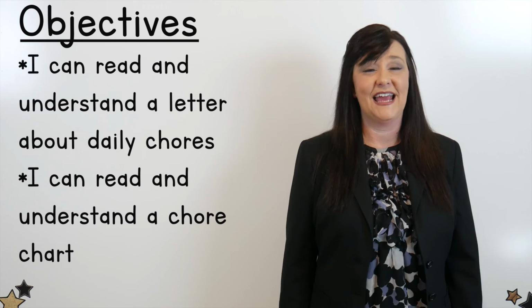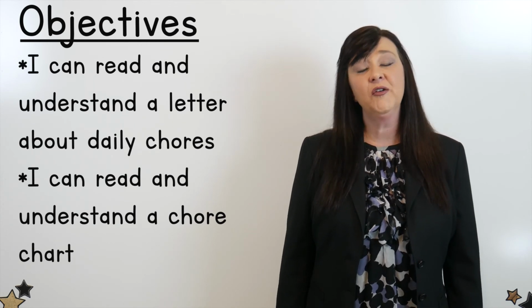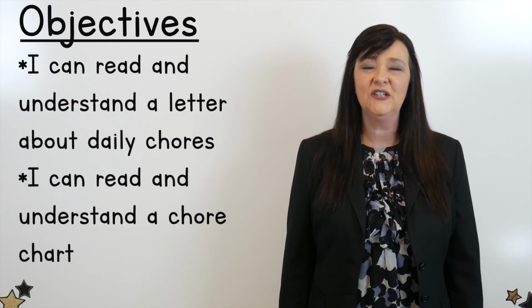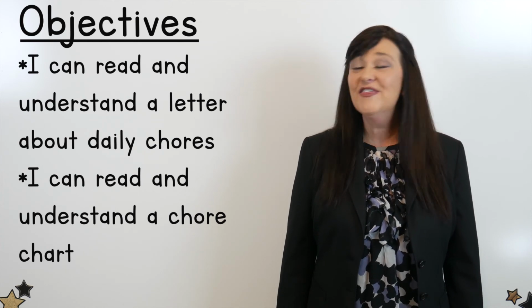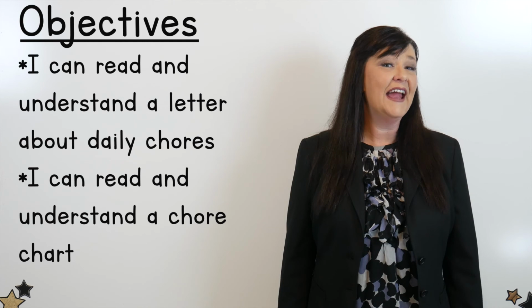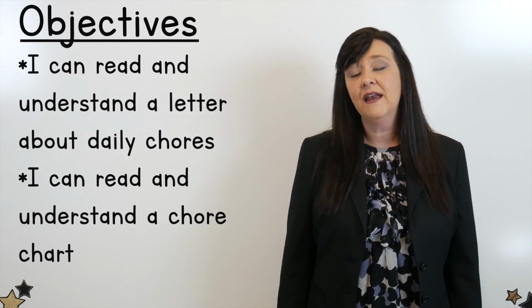So now we've had 2 practices reading different things. First was a letter, the second was a chore chart. Let's go ahead and look at the objectives for today and see if we've learned what I hope you would have learned. The first objective says, I can read and understand a letter about daily chores. The second objective says, I can read and understand a chore chart. So that's the end of today's lesson.